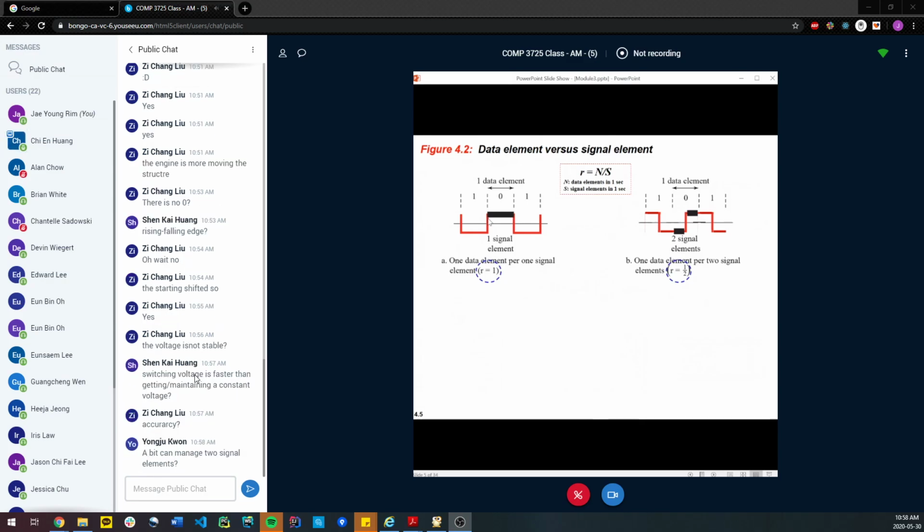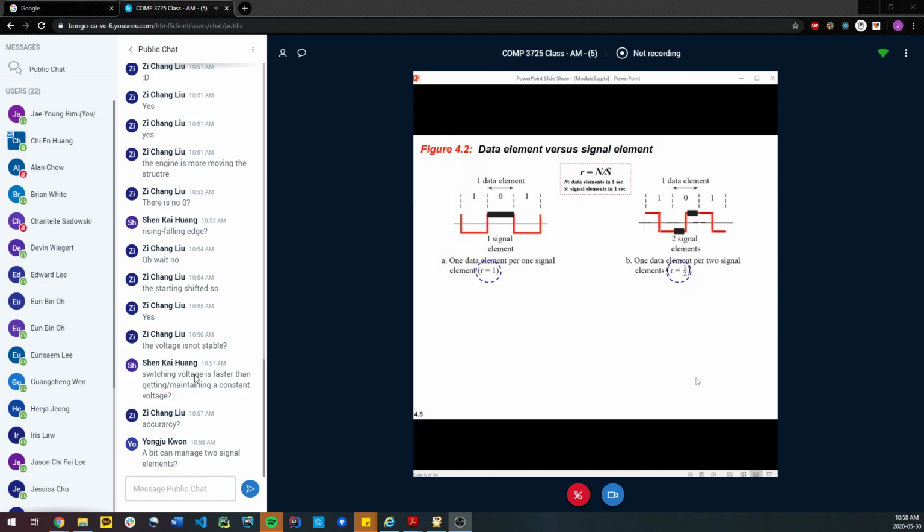A bit can manage 2 signal elements. I don't know what you really mean by that, but a bit is represented by 2 signal elements, not manage. And the question is why? So it's not a trivial answer, but the solution is really elegant.